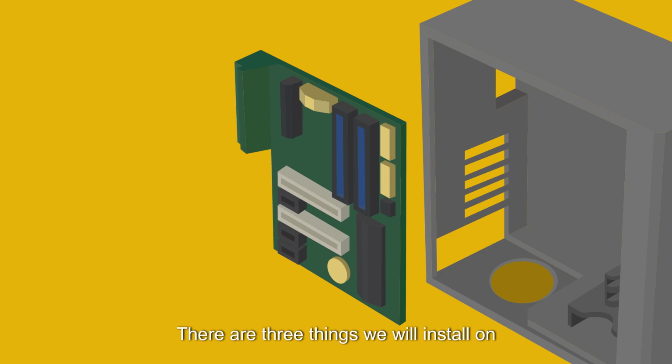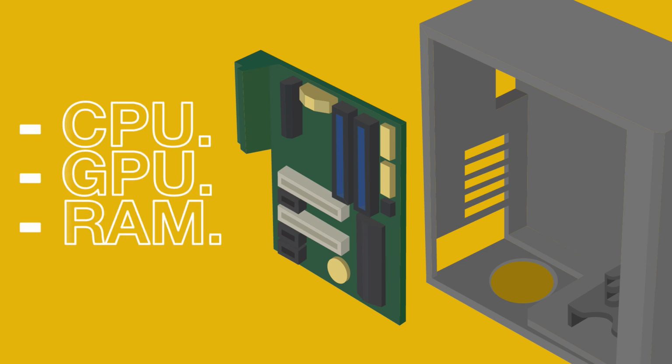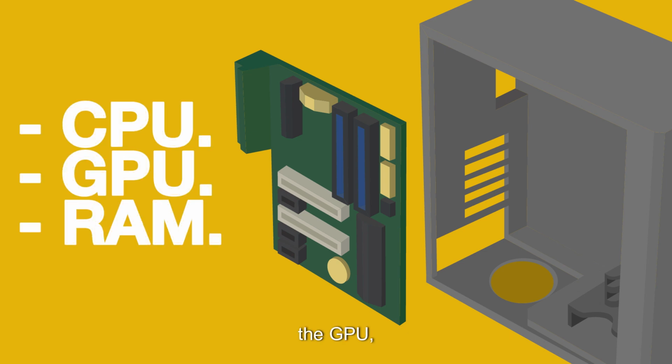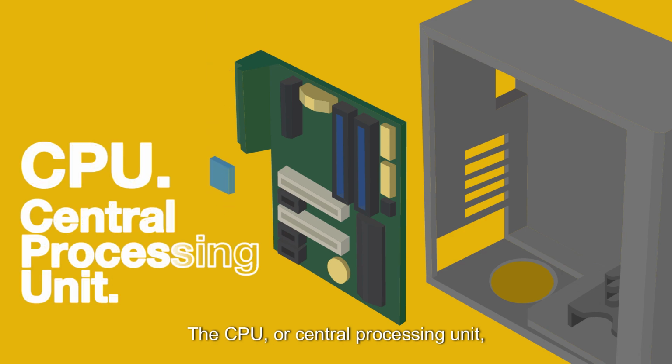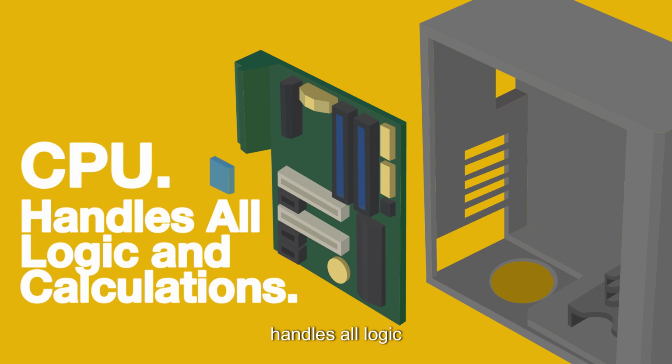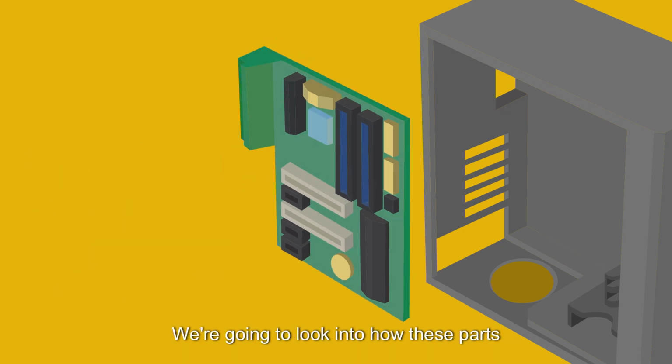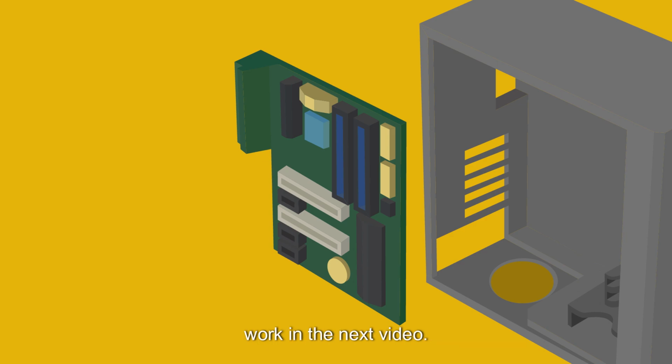There are three things we will install on this motherboard: the CPU, the GPU, and RAM. The CPU, or Central Processing Unit, handles all logic and calculations inside the computer. The CPU can process numerous instructions simultaneously. Like the von Neumann model, the CPU also has the Arithmetic Logic Unit and Control Unit. We're going to look into how these parts work in the next video.